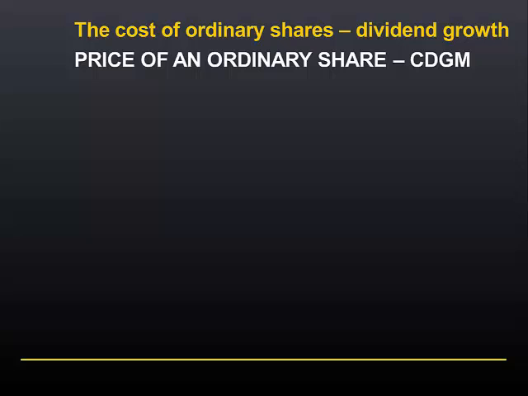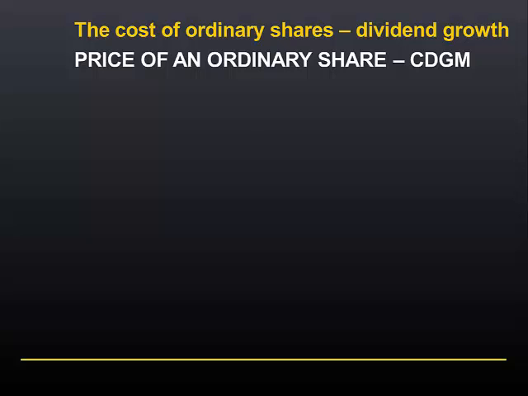In the previous module, we looked at how we can calculate the cost of preference shares by assuming that the future dividends constitute a perpetuity and rearranging the equation for the price of preference shares. In this module and the next, we'll look at the cost of ordinary shares. There are two methods to do that. In this module, we'll look at the dividend growth model.